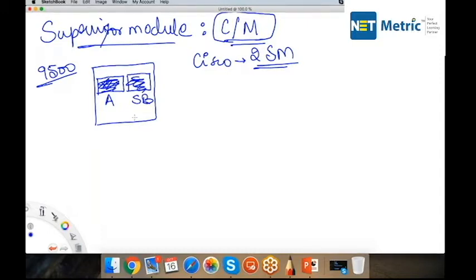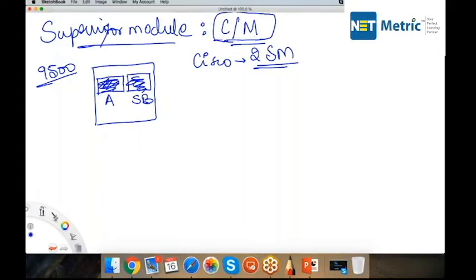Now, best practice is for you to insert two supervisor modules, but will my device work even when I have one supervisor module inserted? Yes. You can just insert one supervisor module, your device will work without any issues. All right. Best practice is to have two.